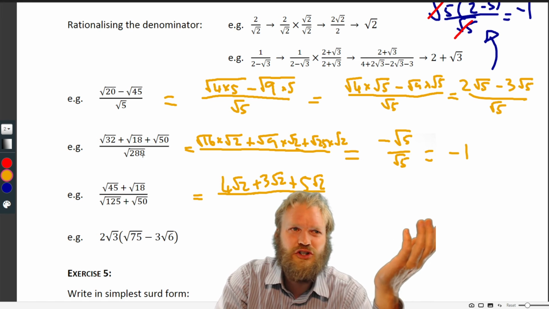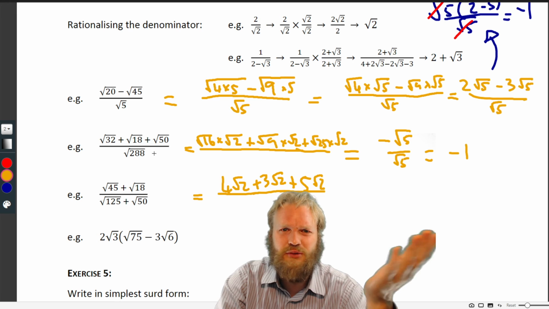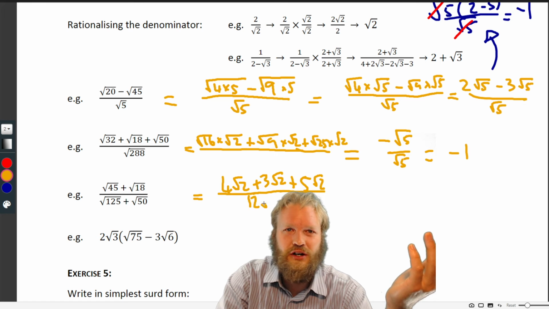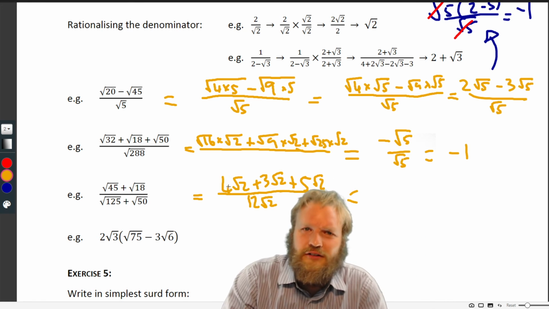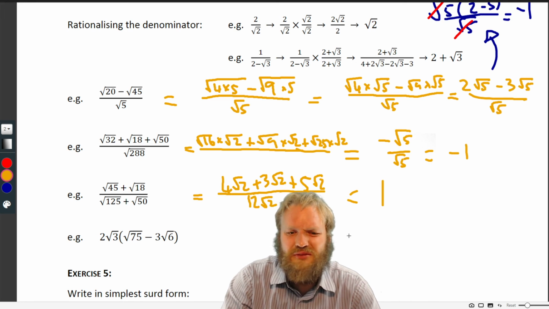So square root 288, biggest perfect square that goes in there. Clearly 144 goes in there, right? So that's 12. So 12 square root 2 is what we're going to get to here. And then it's going to look like the one we've just done. 4 of these square root 2s plus 3 of those square root 2s plus 5 of those square root 2s. We've got 4 plus 3 is 7, plus 5 is 12. 12 of them over 12 of them gives us 1.